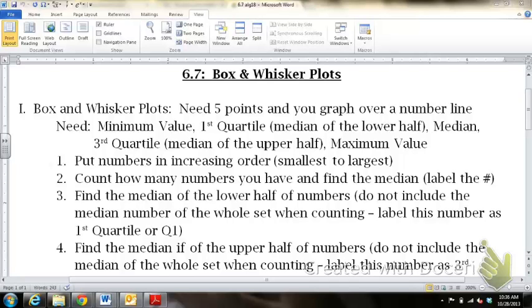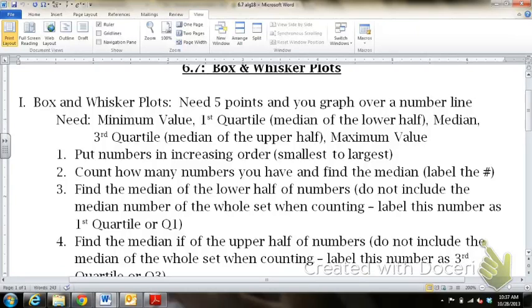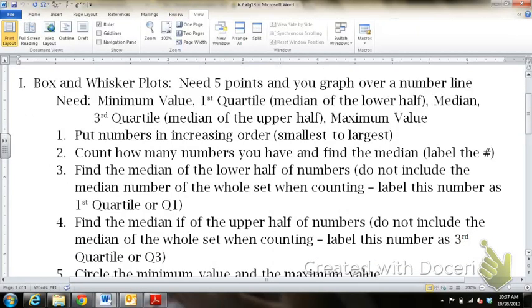So you need your highest number, your lowest number, and then your 3 medians. You put your numbers in order, increasing order, smallest to largest, and then you count how many numbers you have, and you find the median. Then once you find the median, you find the median of the lower half, and then find the median of the upper half. Okay, and then circle your max and min value.